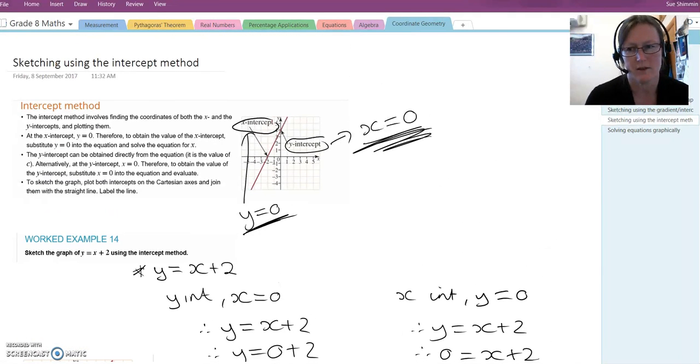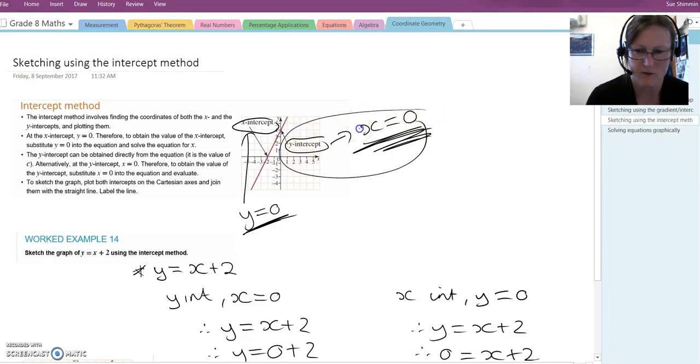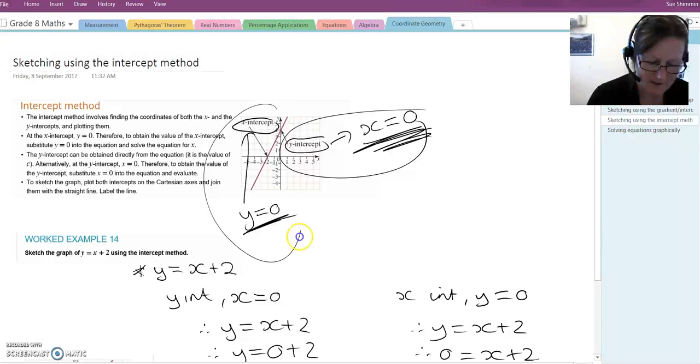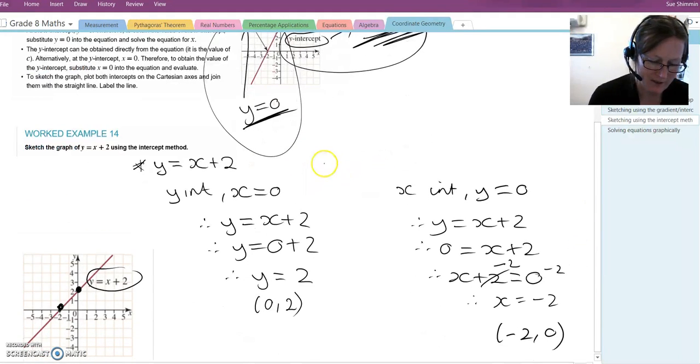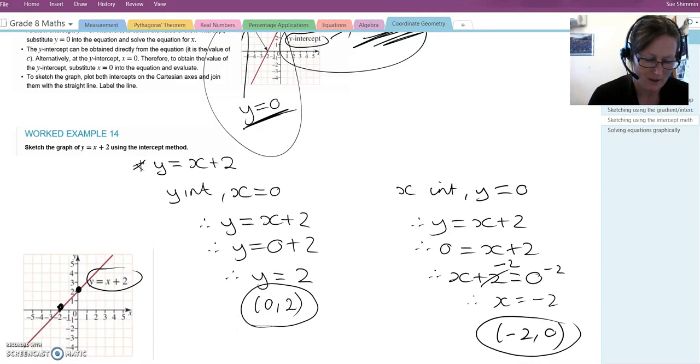So the crucial takeaway from this video is to remember that for the y-intercept, x is always 0. For the x-intercept, y is always 0. We then substitute that into the equation to find the y-intercept and the x-intercept. We put those 2 points on, and then we sketch the graph by joining those 2 points.